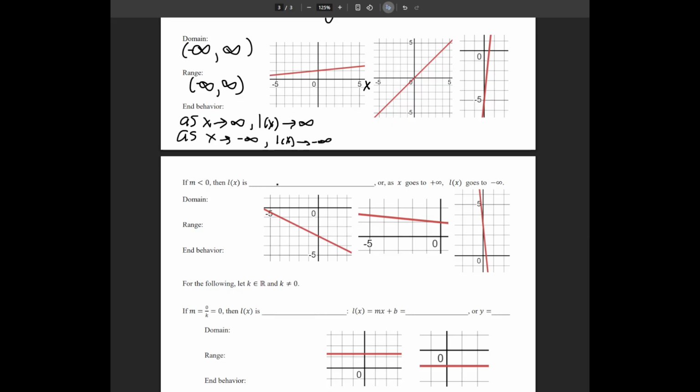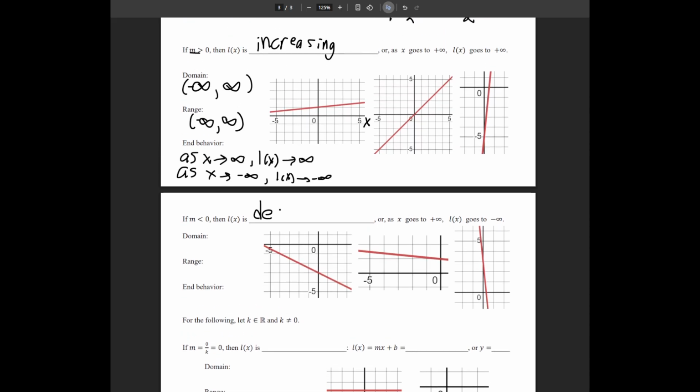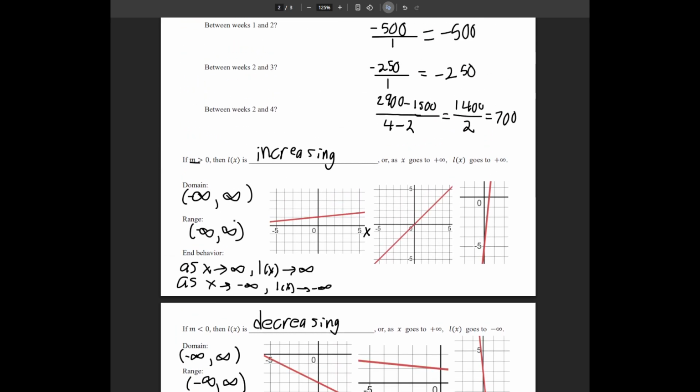If m is less than 0, so if m is a negative number, for example, y equals negative 7x plus 2, your line will be decreasing. Your domain is still the same. Domain for every line is negative infinity to infinity. Same thing with the range, negative infinity to infinity. There are no holes in our graph, there are no asymptotes, there are no problems whatsoever with linear equations. End behavior will be sort of the opposite of what you had when we had a positive slope.